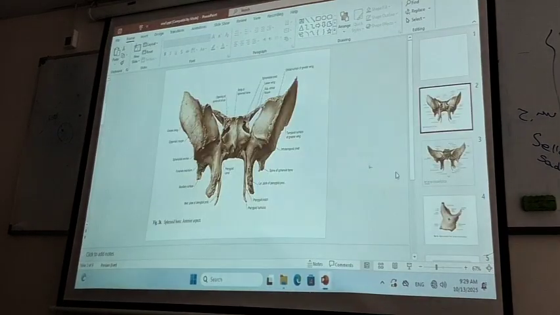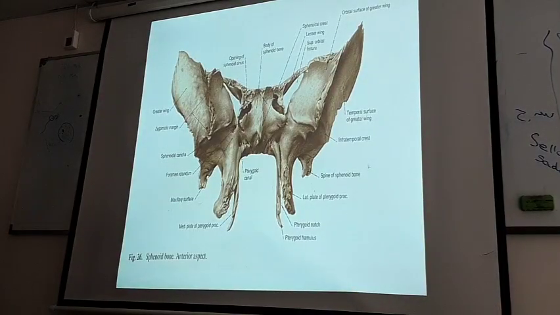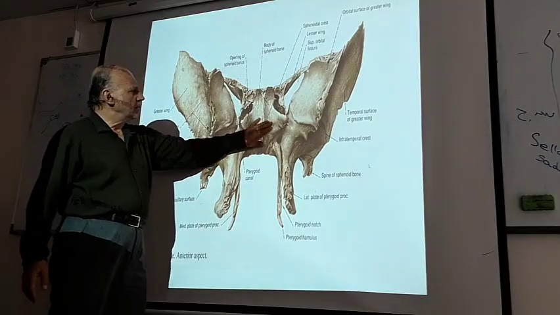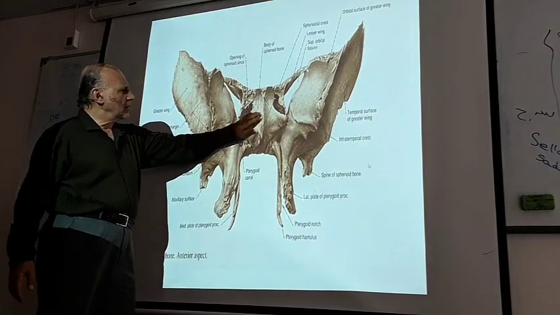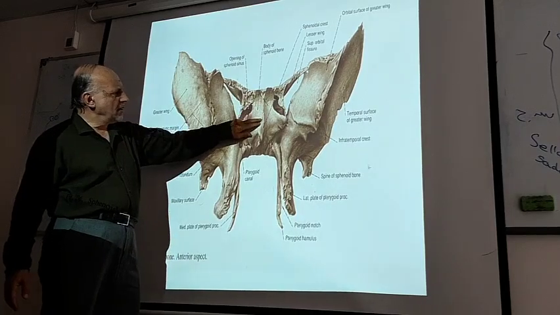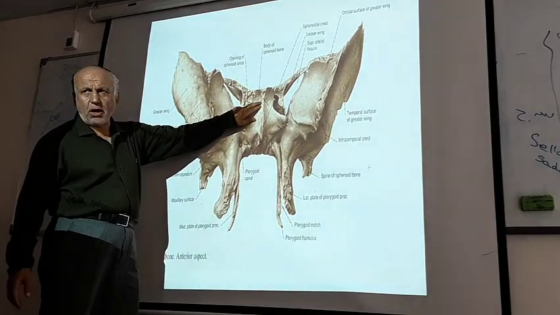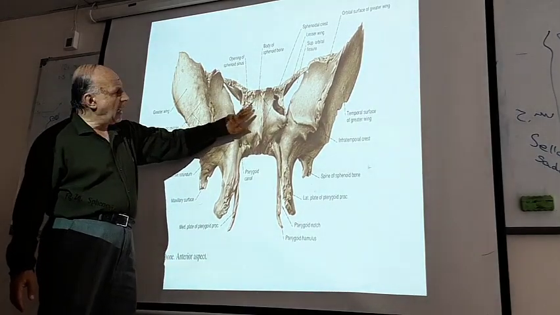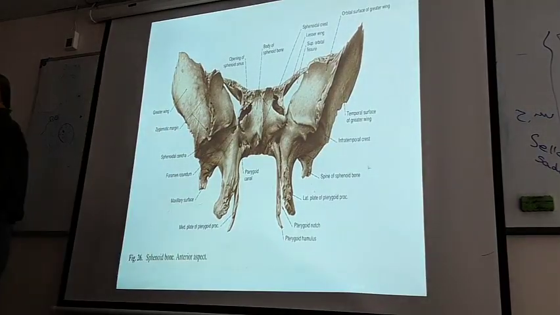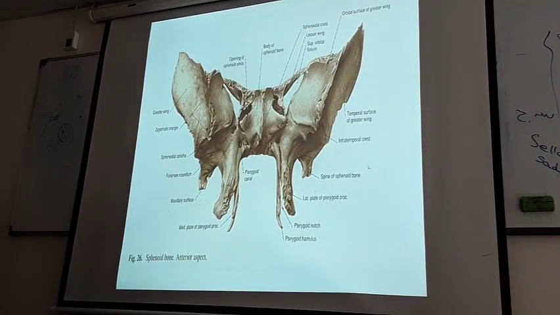Here is the anterior surface of the body. Here we have a crest that articulates with the vertical plate of the ethmoid, and two foramens. This foramen is for the sinus of the sphenoid. This foramen opens to the nose.